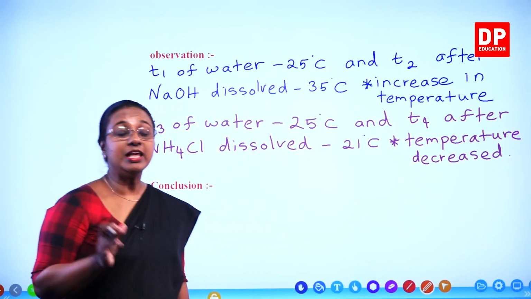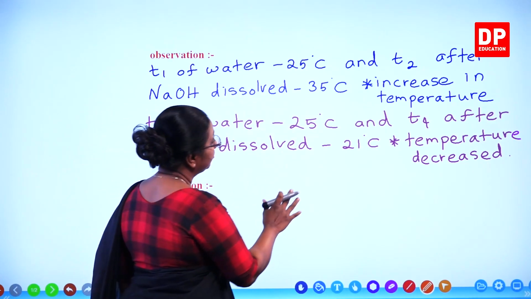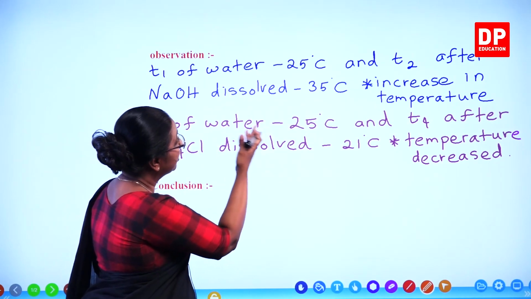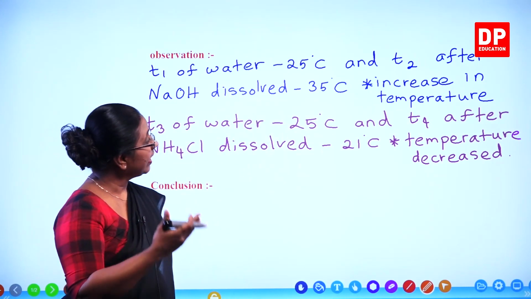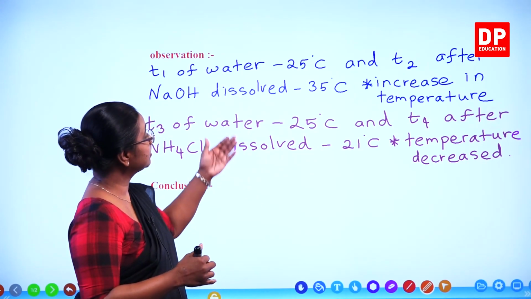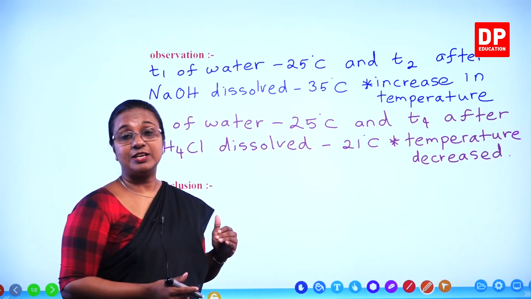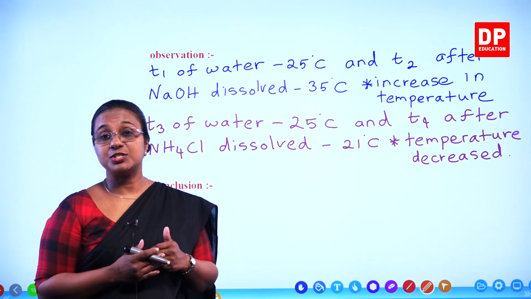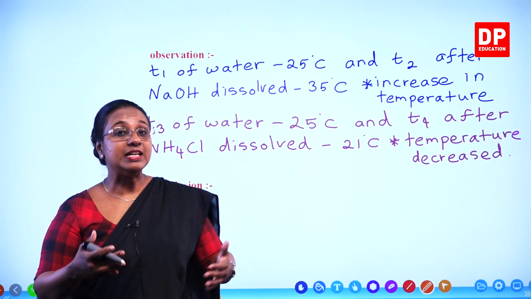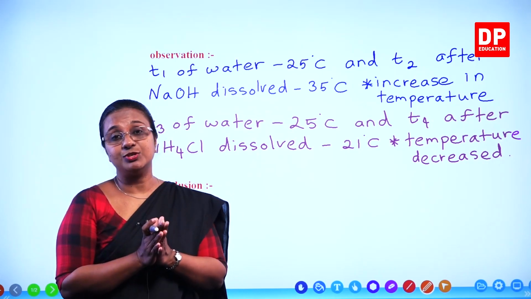And also I told you all, if we need to calculate the temperature change, if we are doing calculations, always we have to subtract the final temperature from the initial temperature. So in the first case, we will subtract 25 from 35. So you will see a 10 degrees Celsius increase in temperature. Whereas in this one, the final temperature is 21 degrees Celsius. Initial temperature was 25 degrees Celsius. So 21 minus 25, that means there is a decrease by 4 degrees Celsius. That is if we need those values for calculation.